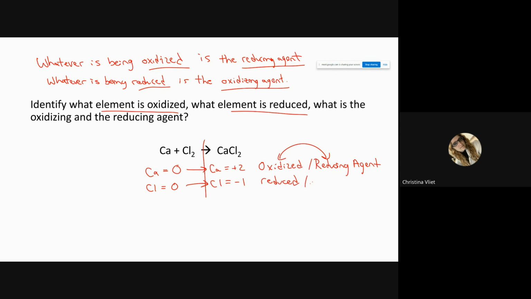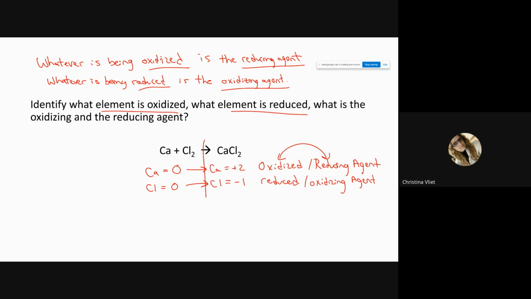So we would write that next to it. So that's just how to take care if you're asked for the oxidizing agent. My suggestion is to figure out what's being oxidized, what's being reduced, and then flip it if you're being asked for the agent, because it's asking what is it doing to the other element when it's asking for the agent.